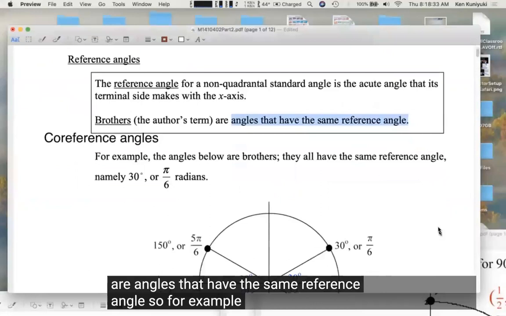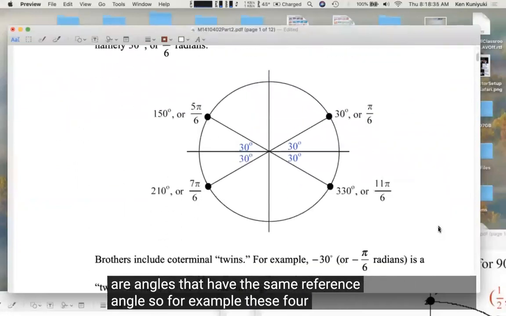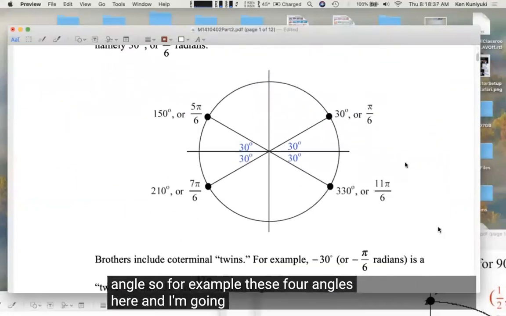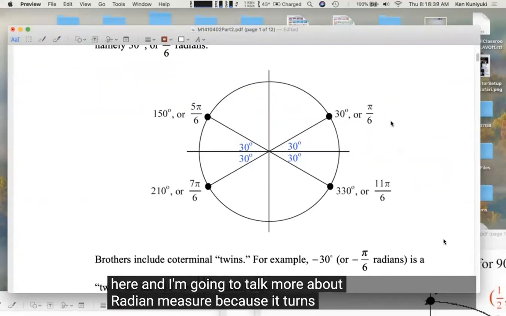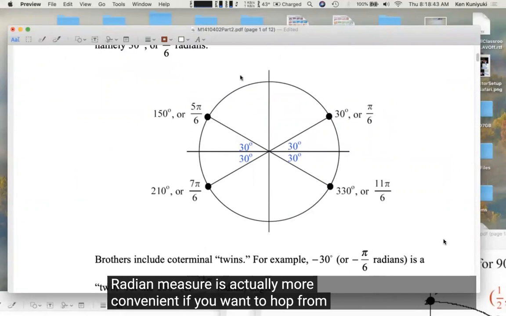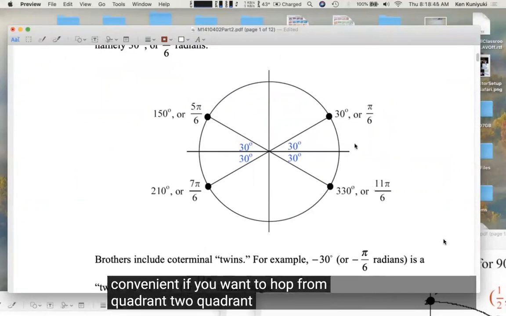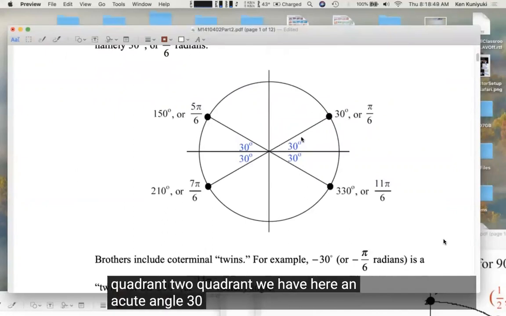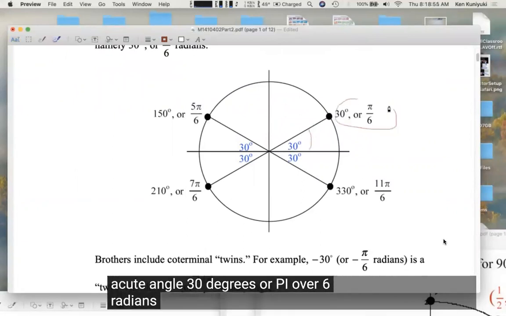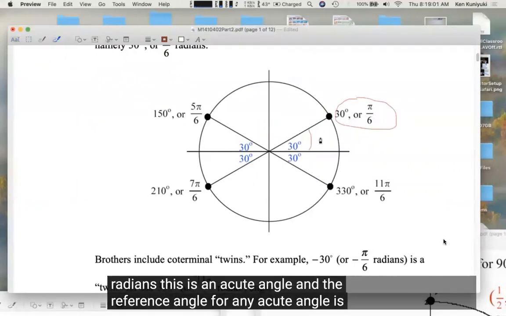So for example, these four angles here, and I'm going to talk more about radian measure because it turns out that radian measure is actually more convenient if you want to hop from quadrant to quadrant. We have here an acute angle, 30 degrees or pi/6 radians. This is an acute angle, and the reference angle for any acute angle is itself.